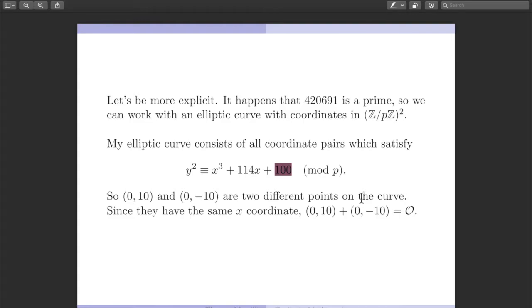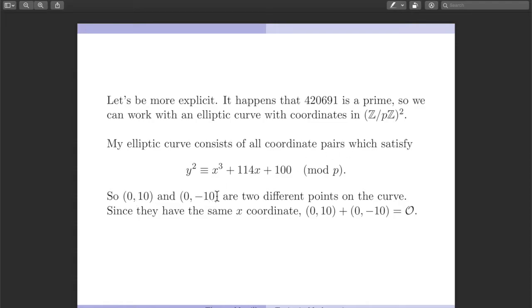Since we're working modulo a prime, there's only ever two solutions to the square root problem. I know that 10 squared gives me 100, and negative 10 squared also gives me 100. That means I have two different coordinate pairs for points on this curve. 0, 10 is a point on this curve, and so is 0, negative 10. Or if you prefer, 0, 420,681. Those would be the same coordinates because we're working mod a prime.